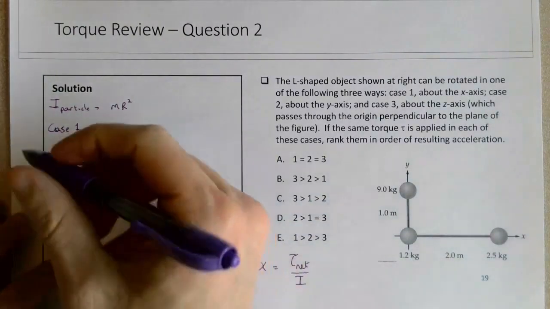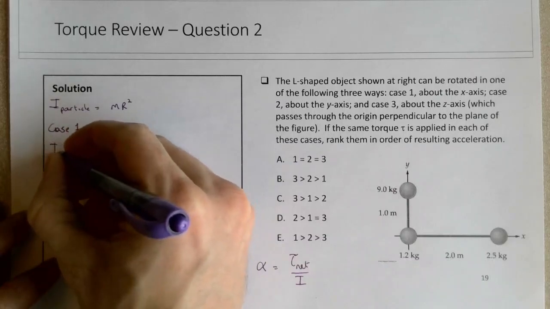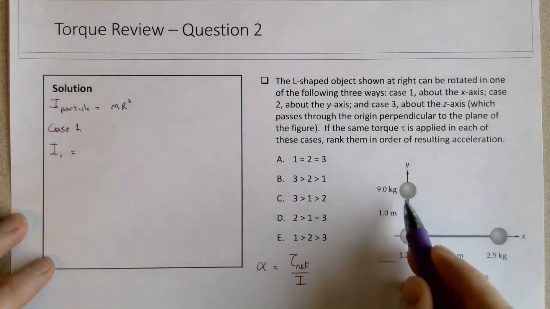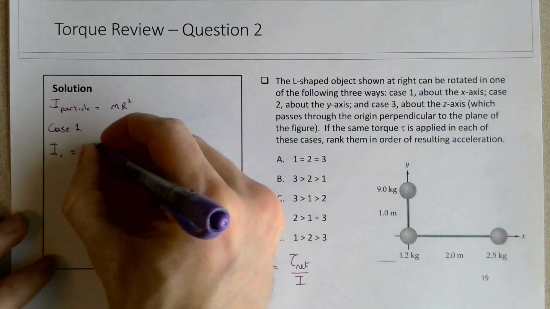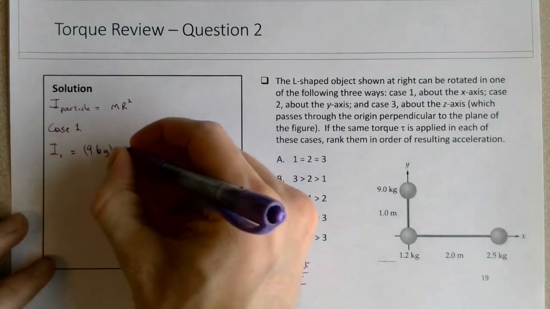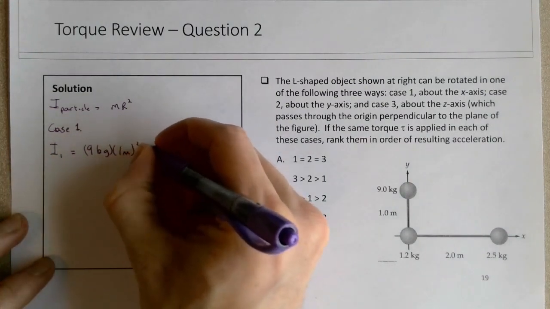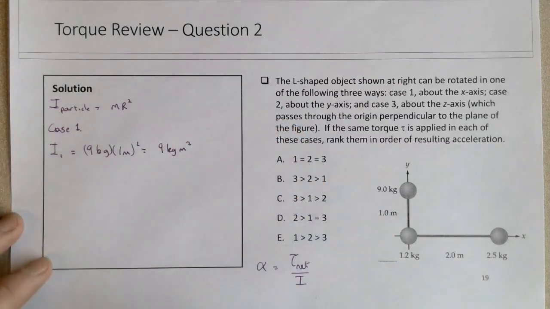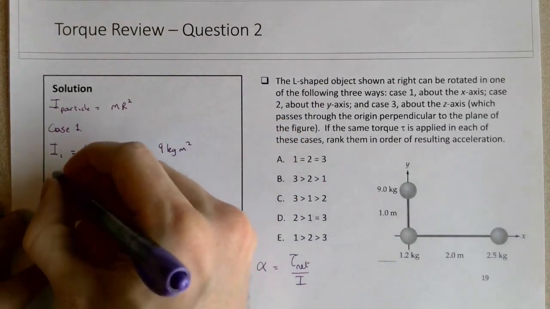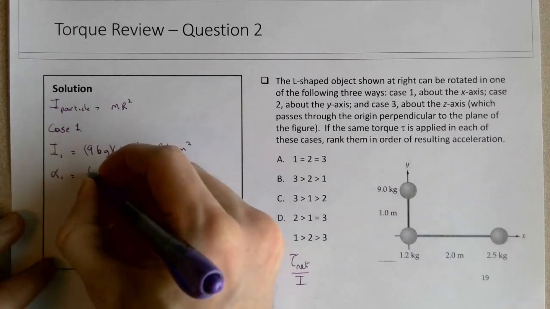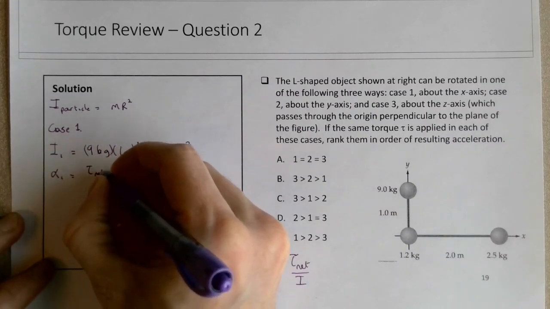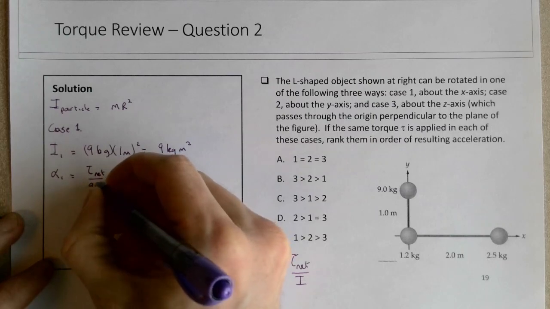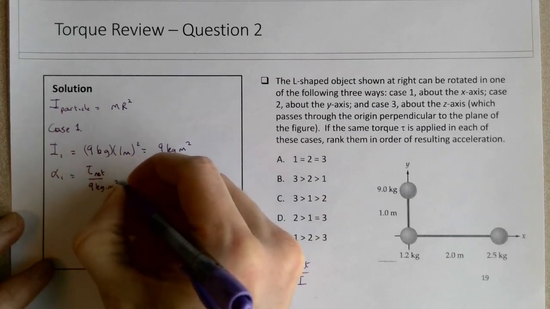So in case 1, the moment of inertia is just going to be the moment of inertia of the 9. So that would be 9 kg times 1 meter all to be squared, which is just 9 kg meters squared. So the alpha in case 1 would just be the torque net, which is the same for all, divided by 9 kg meters squared.